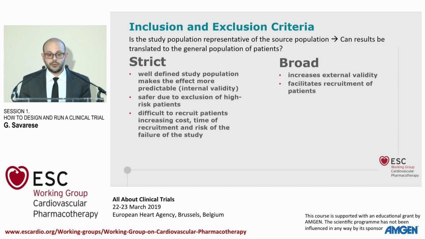And then if we use strict inclusion-exclusion criteria, it's more difficult to recruit patients, of course. The cost increases because we will have a lot of patients screened, but very few will be included. And the time of recruitment increases, and the risk for failure of this study will be high. So there is a limitation regarding the use of very strict inclusion-exclusion criteria. What about using broad inclusion-exclusion criteria? Of course, we increase external validity.